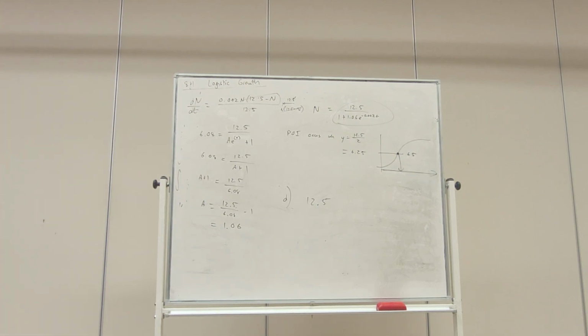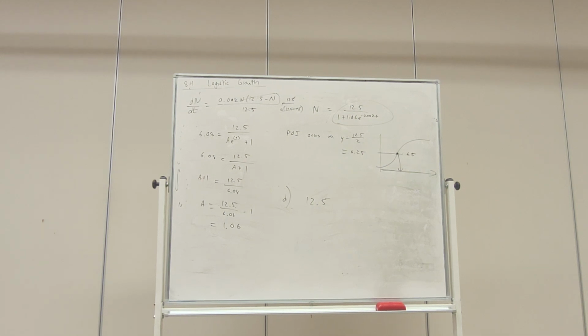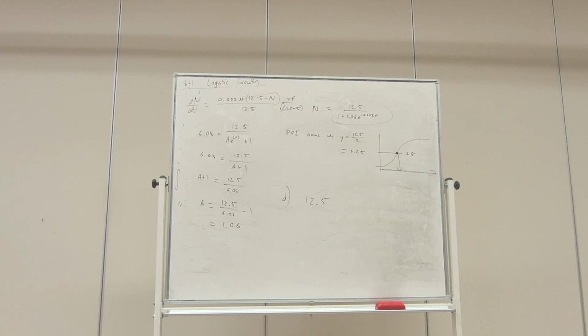All right, so shall I just evaluate that one quickly? 12.5 on top of 1 plus 1.06 e to the negative 0.002 x.